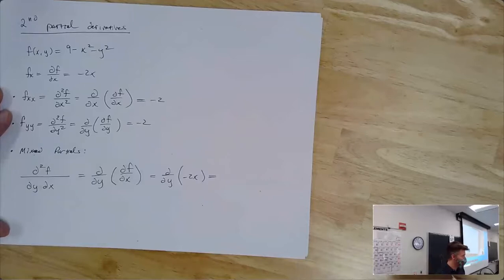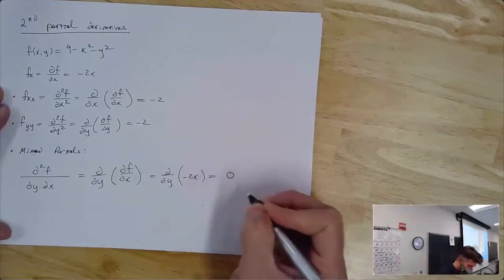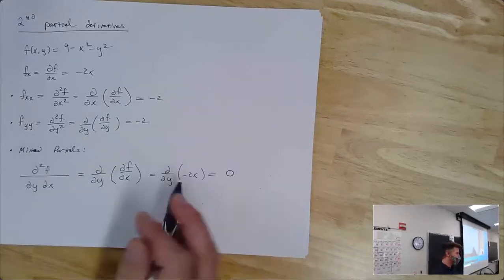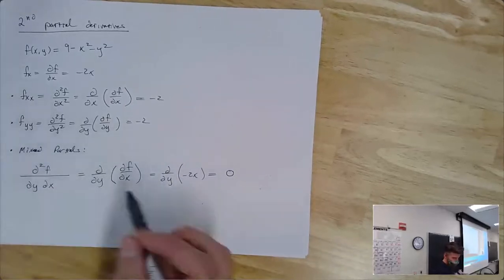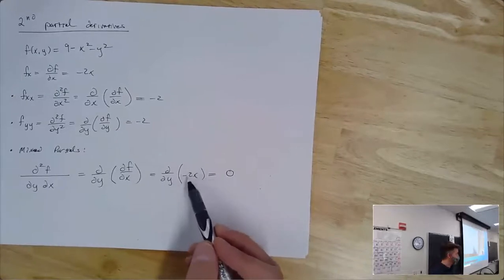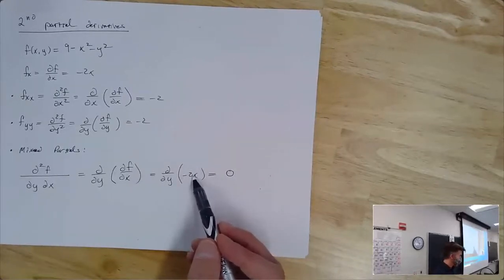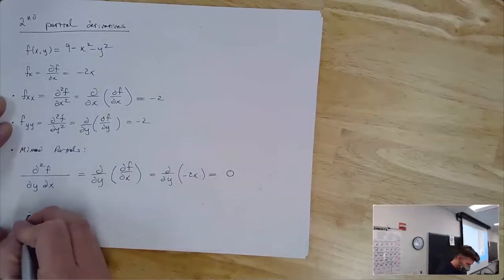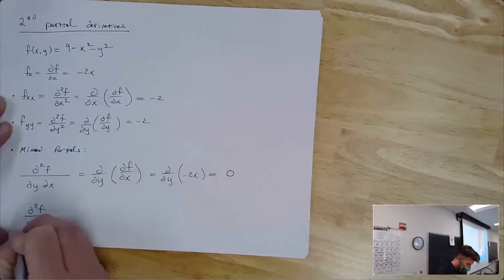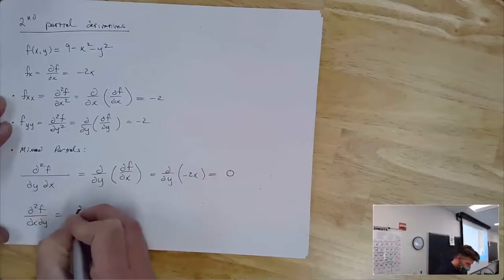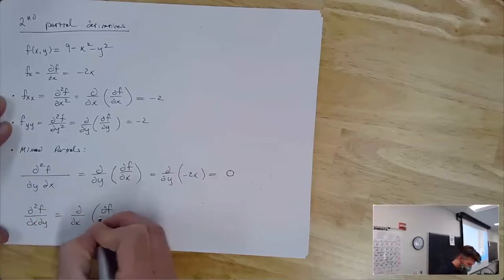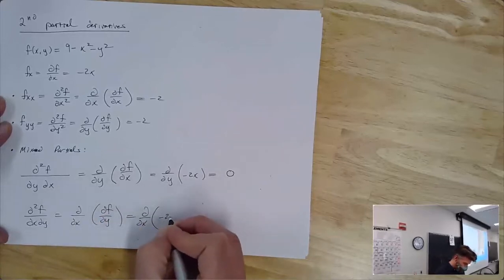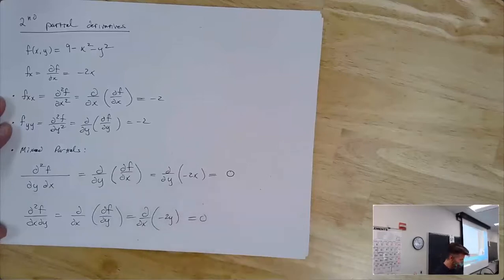Kind of the most boring answer you can get. 0, right? There are no y's there. The derivative with respect to y of something that doesn't have any y's in it has to be 0, because as far as y is concerned, all of that's a constant. And the same thing the other way. If you did del squared f del x del y, which is del x of del f del y, which is del x of negative 2y, it's also going to be 0.